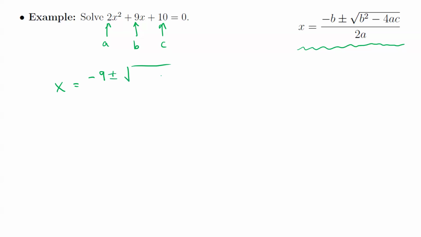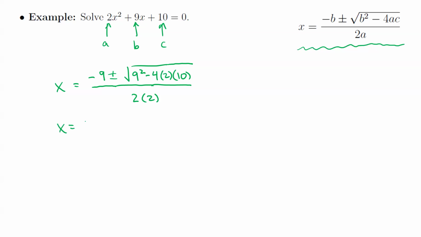Everywhere that I see, well, here's another 9. Anywhere I see an A, I put a 2. Anywhere I see a C, I put a 10. And we have 2A in the denominator, so 2 times 2, since my A is 2. And then really it's just a matter of simplifying.